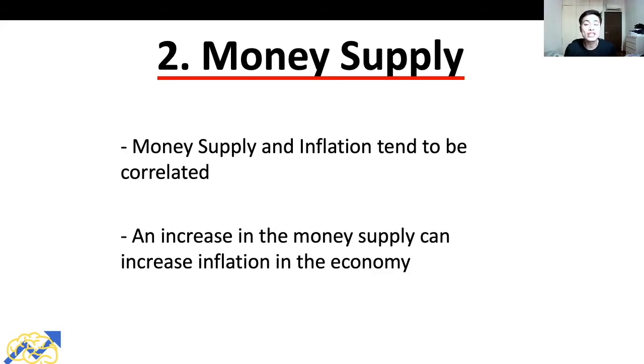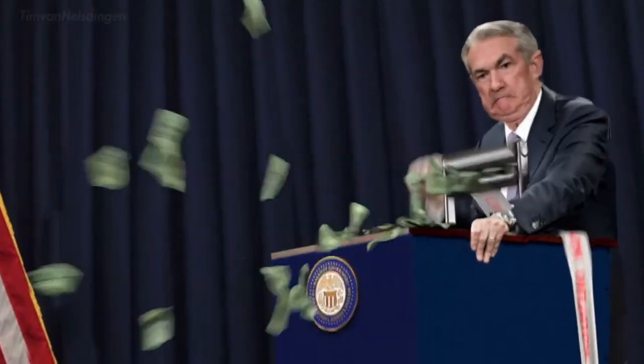The second way in which the Fed can affect inflation in the economy is through money supply. Money supply and inflation tend to be correlated. When the Fed increases money supply in the economy, it can increase inflation. One way in which the Fed can influence the money supply in the economy is through its quantitative easing program, otherwise known as money printing.